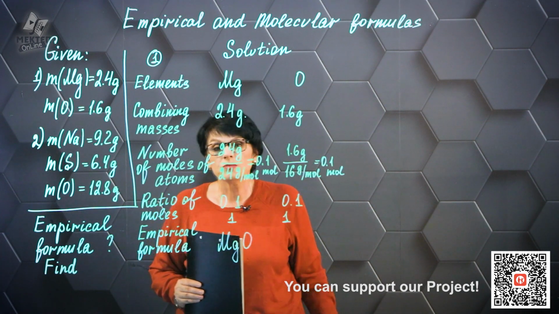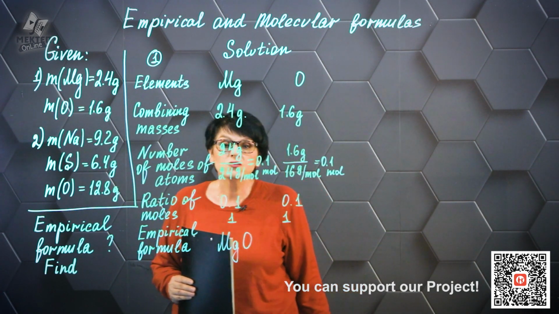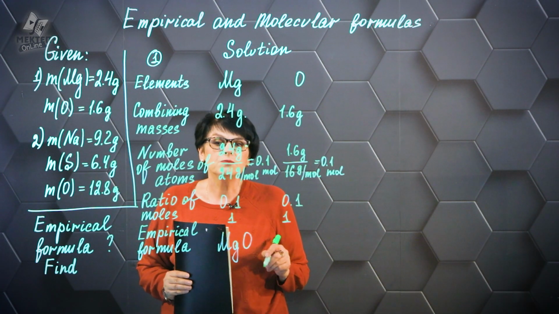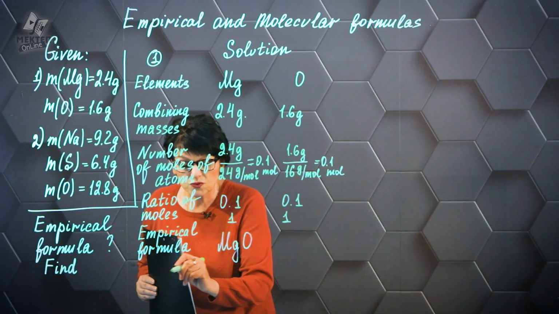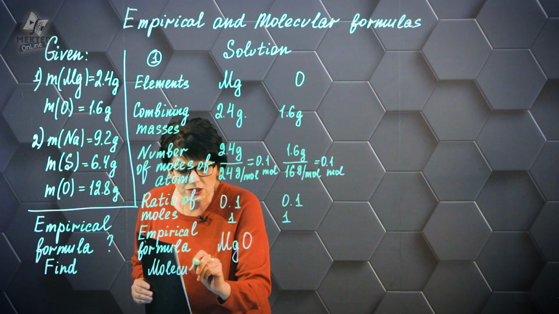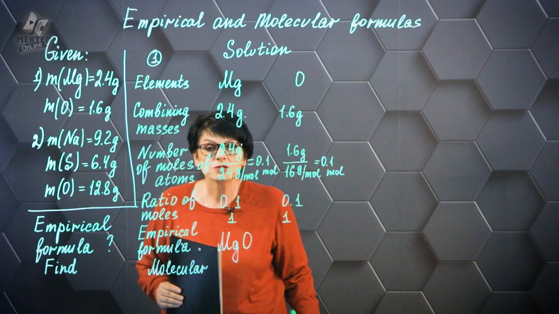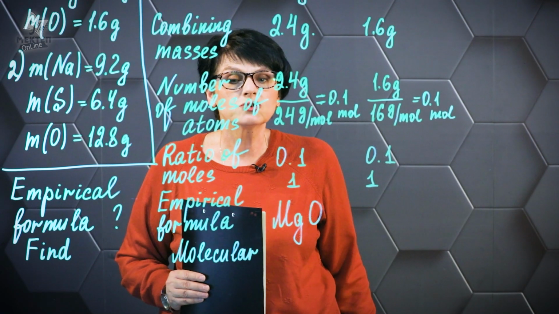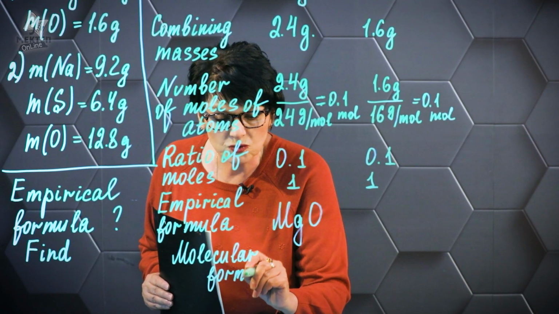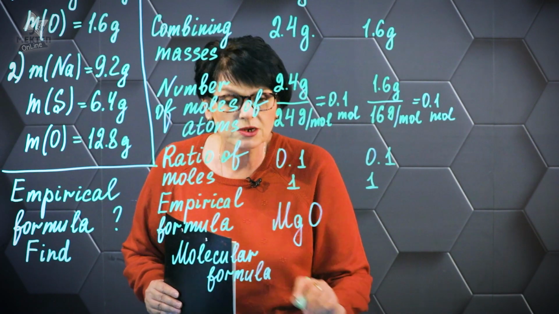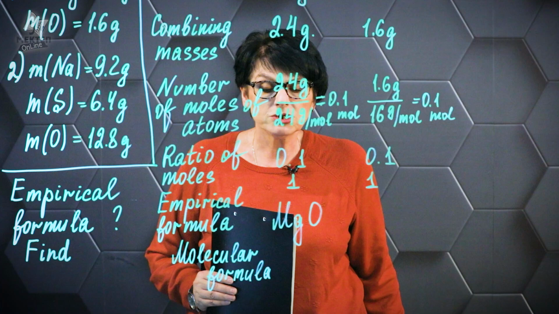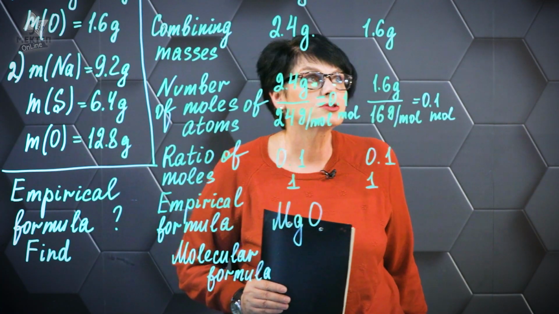which means our simplest formula will be MgO. But I would add that the MgO formula in this case will not only be an empirical formula, this formula will also be molecular. Why is that? Because this compound cannot have a different formula. It cannot be doubled or multiplied by a larger number accordingly. Therefore, this formula is both the simplest empirical and molecular formula.